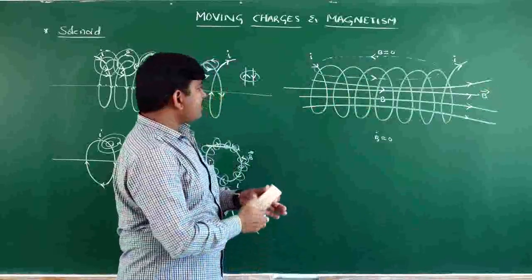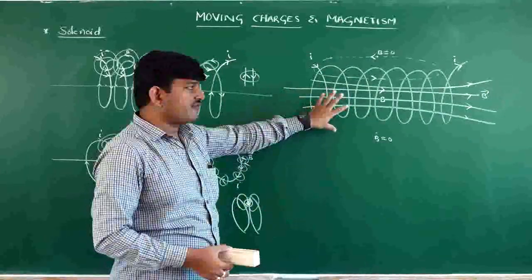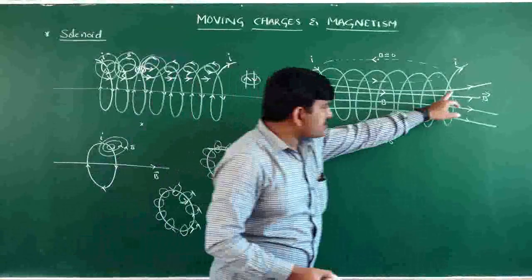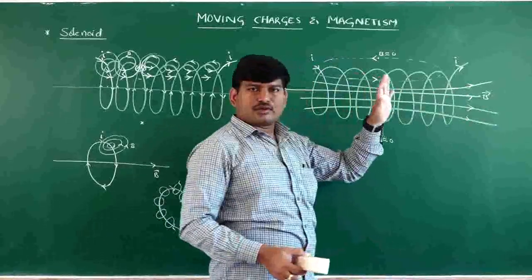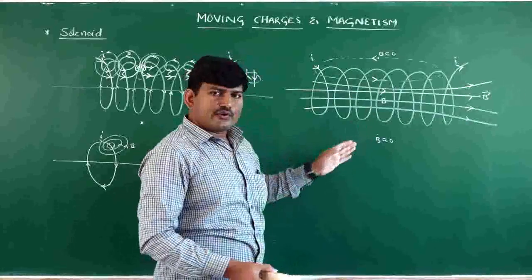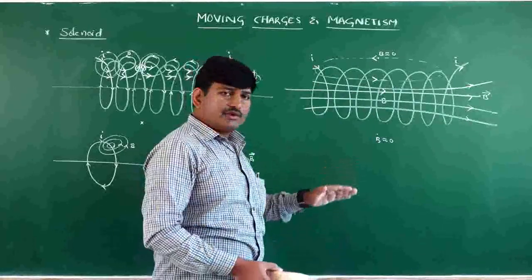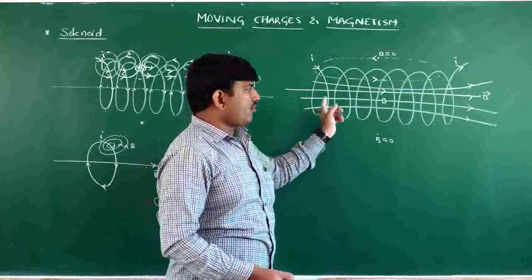So the question is, at the edges of the solenoid, is the magnetic field uniform? At the edges of the solenoid, the field is not uniform, but it is uniform well inside the solenoid only. Be cautious. If you consider a solenoid, the magnetic field is uniform well inside the solenoid, but not at the edges.